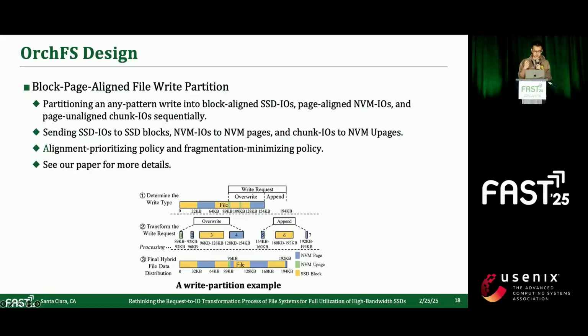we proposed two policies to guide our partition strategy. First is the alignment prioritizing policy, and the second is the fragmentation minimizing policy. The alignment prioritizing policy means partitioning requests in the order of priority from blocks to pages and unaligned pages. The fragmentation minimizing policy means placing files in as few storage units as possible. You can refer to our paper for details.